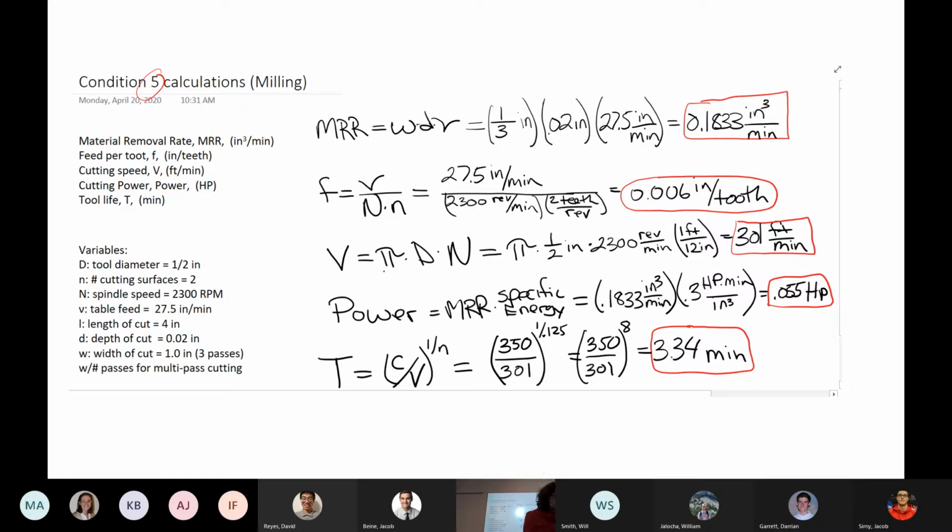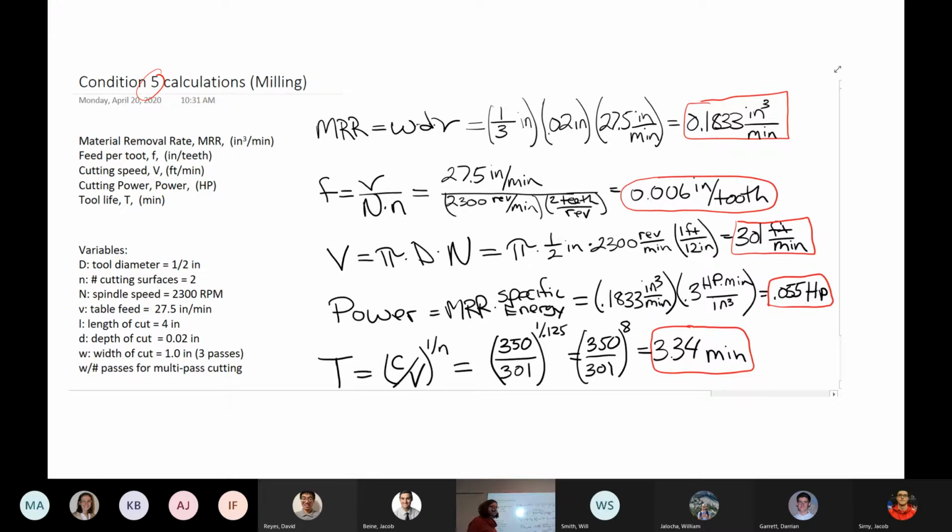Our speed, again, the equation is pi DN. It's the same in milling versus turning. And so here we have our pi, our half-inch, our spindle speed, and then I just go ahead and convert some inches to feet, and we have 301 feet per minute. And that also would be an SFM. Our power is 0.055 horsepower, and then our tool life would be 3.34 minutes.